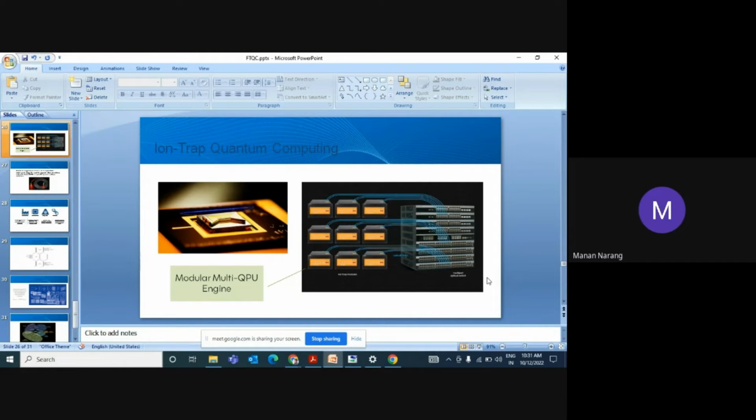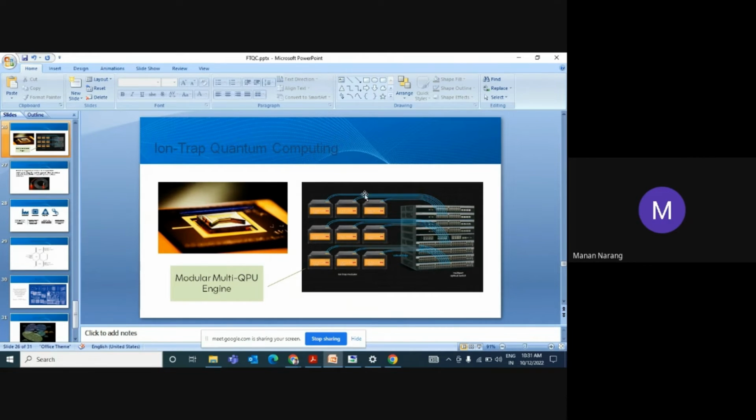So there is another technology, that is ion trap quantum computing. What we are doing over here is trapping an ion first of all in vacuum chambers, and this is how the qubit looks like. On the bottom left hand side, we have those dots, and each dot is a qubit, and we are manipulating those qubits.